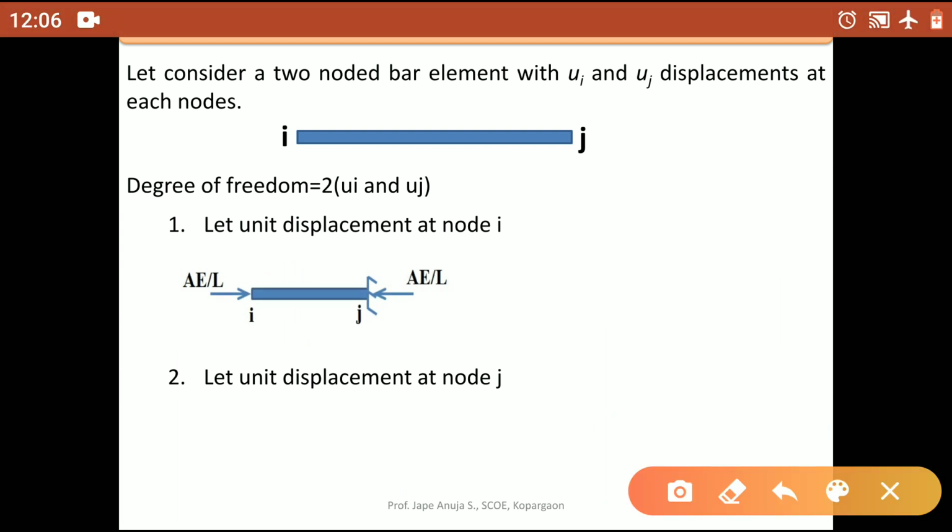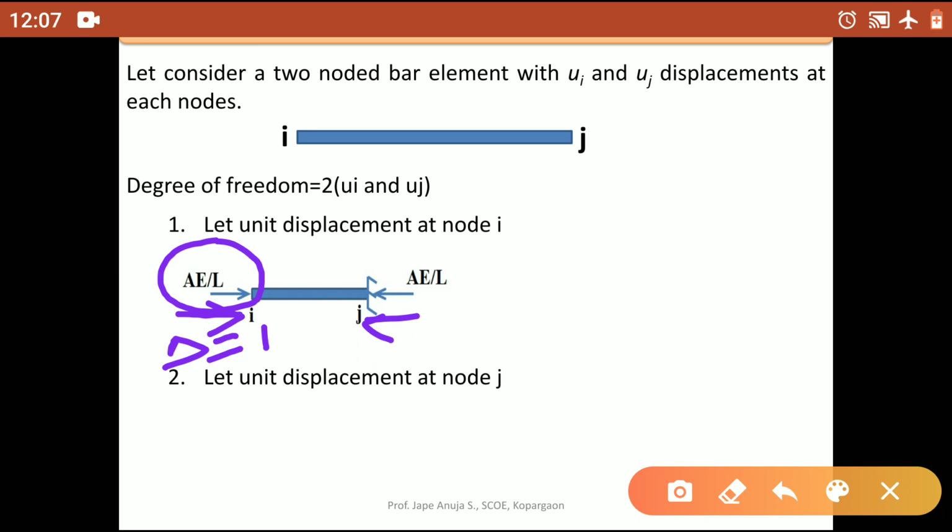Here, by giving the unit displacement at this node, at this point, the definition of the stiffness is what? The force because of unit displacement. So when you give the unit displacement delta or u equal to 1 in axial direction, it generates this force which is equal to AE upon L. Because of this force generated in positive direction at node I, at J node it will generate a force of AE upon L in left direction.